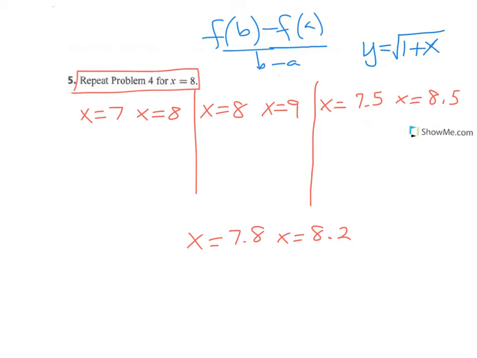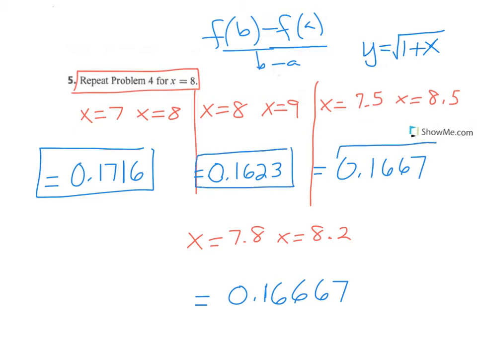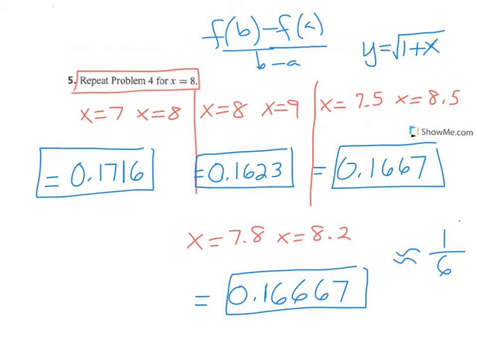And doing all that, in the first case, you should have got 0.1716 roughly for a slope. On the second interval from 8 to 9, 0.1623. In the third case, 0.1667. And in the last case, 0.16667 if you look at 5 decimal places. And it looks to be approaching 0.1666 repeating, which, if you remember, is approximately 1/6 as a fraction.